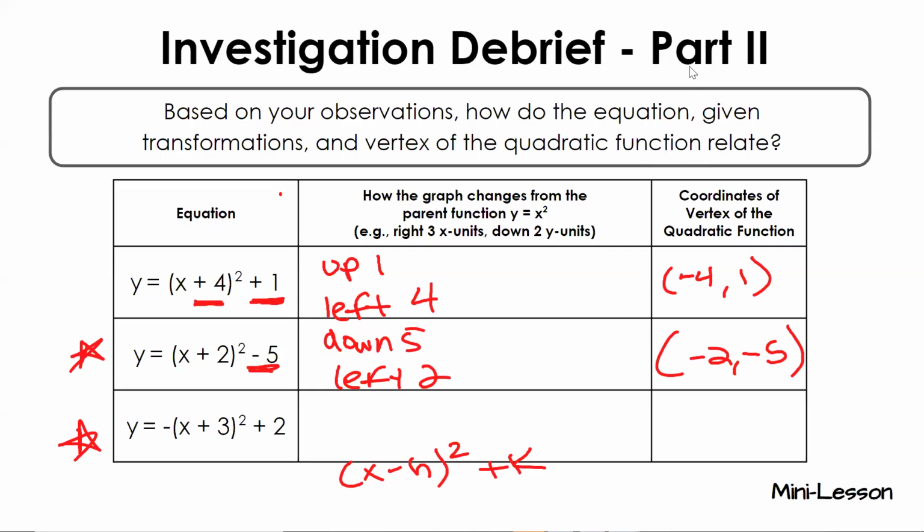Okay, on the next one. What does that negative out front mean? That's called a reflection. Again, words that you want to use for geometry. Reflection over the x-axis. Okay, that 3 right here is going to mean left 3 and then up 2.